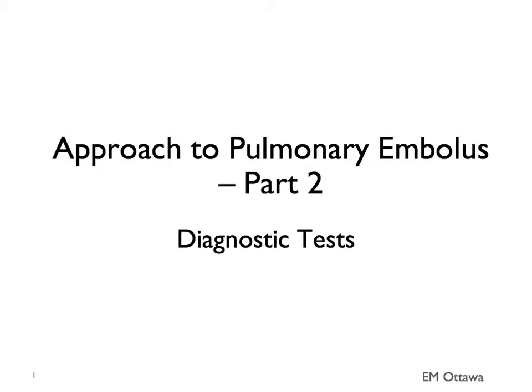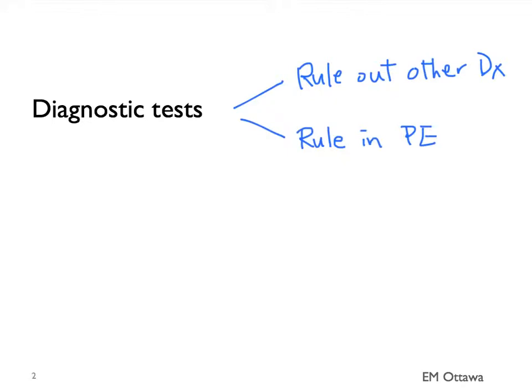Welcome to Approach to Pulmonary Embolus Part 2. In this section, we'll talk about the available diagnostic tests for PE. In Part 3, we will talk about how we put it all together. We're hoping to do one of two things with the diagnostic tests: those that help us rule out other diagnoses, and those that help us rule in PE, or confirmatory tests.